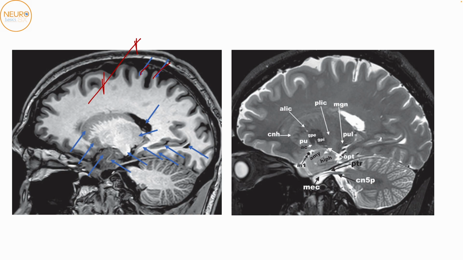Okay, apart from that, we know that this is the tentorium over here. Okay, apart from that, we're able to make out this is the lateral ventricle. This is the occipital horn. This is the calcarine sulcus over here.